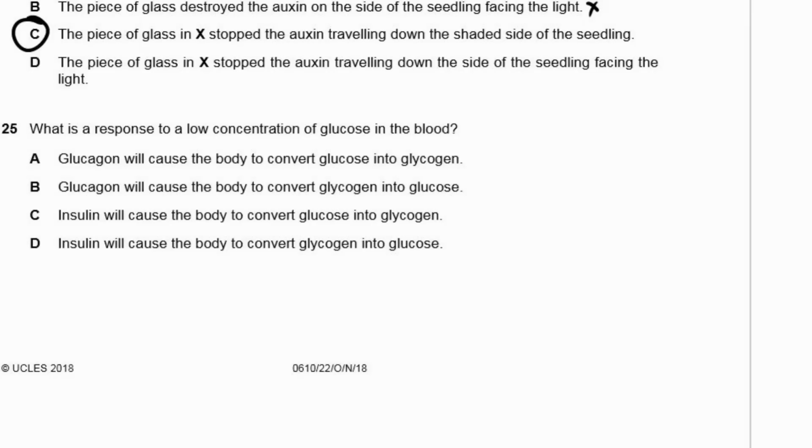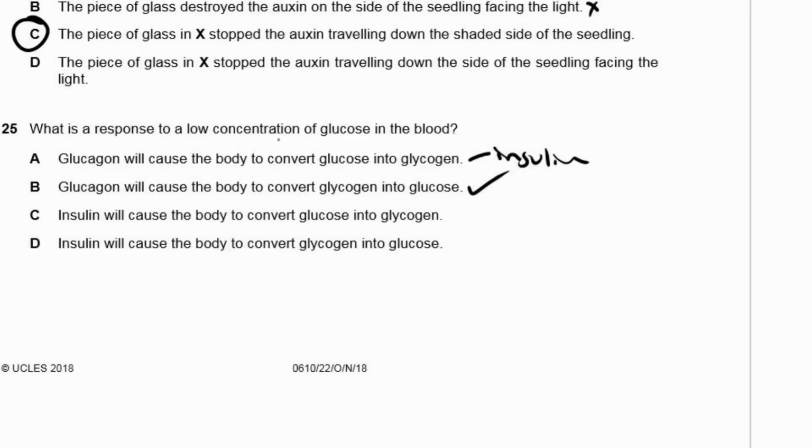Question 25. What is a response to a low concentration of glucose in the blood? Okay, glucagon will cause the body to convert glucose into glycogen. Nope, glucose into glycogen, that is done by insulin. Okay, glucagon will cause the body to convert glycogen to glucose. Yep, that looks like the correct answer. Insulin will cause the body to convert glucose into glycogen.